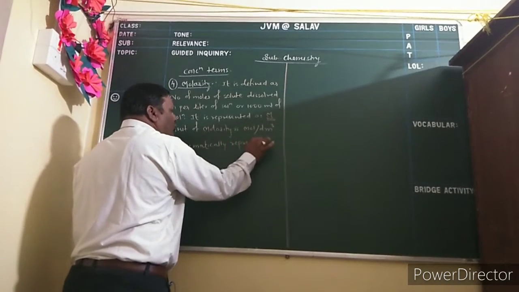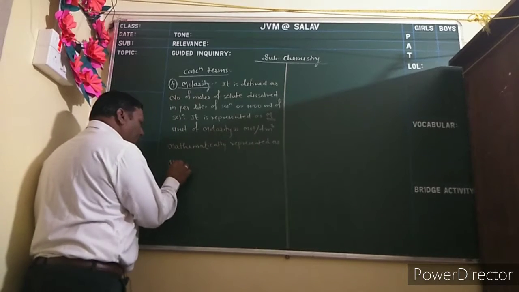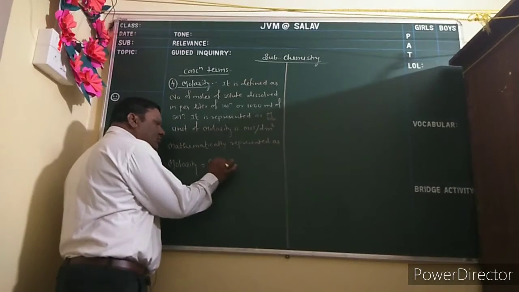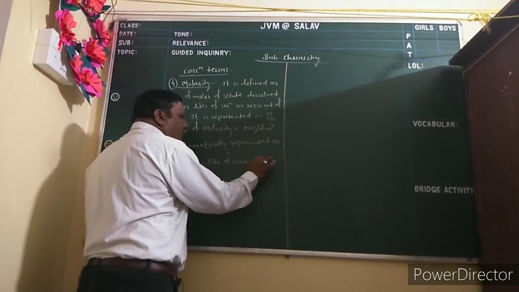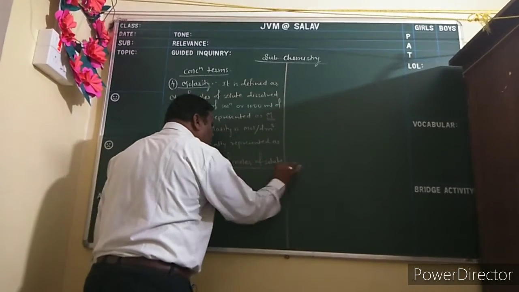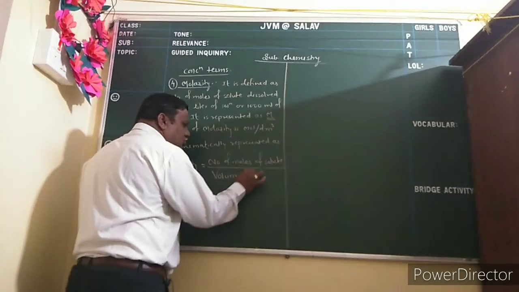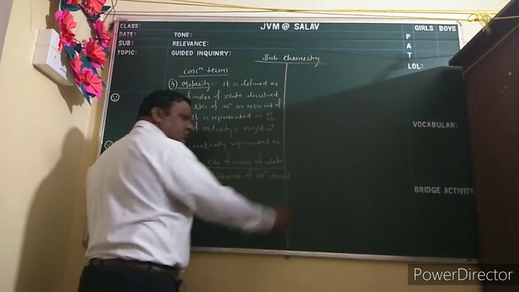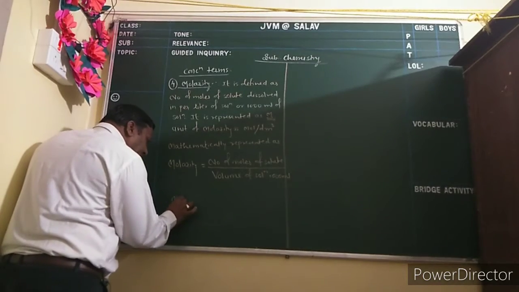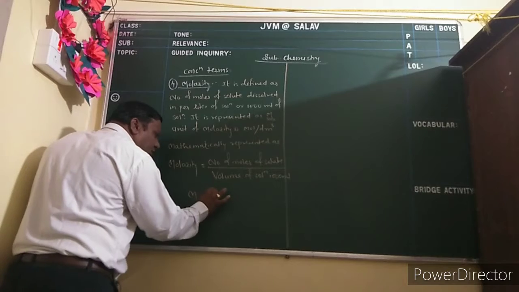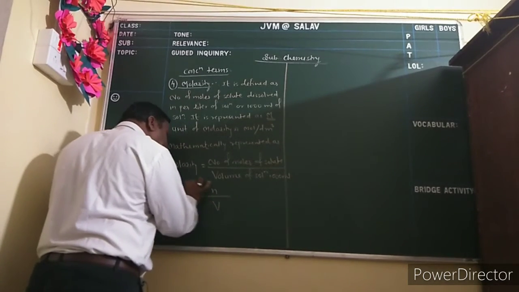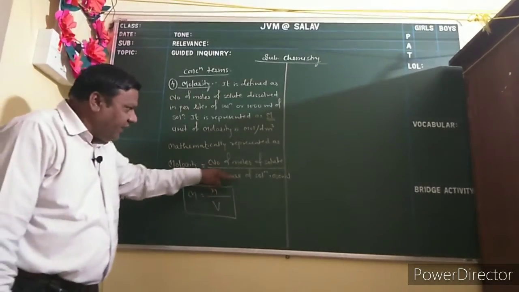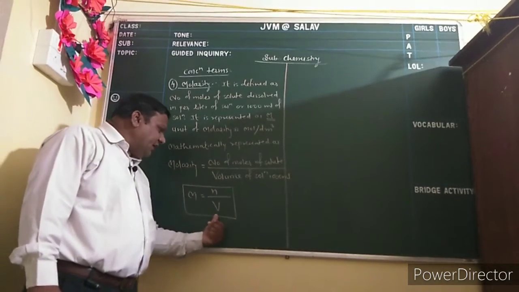Now mathematically it is represented as molarity equal to number of moles of solute upon volume of solution in 1000 ml, and it is also represented as capital M is equal to small n upon capital V. Small n indicates the number of moles, V indicates the volume of solution, and capital M indicates molarity.